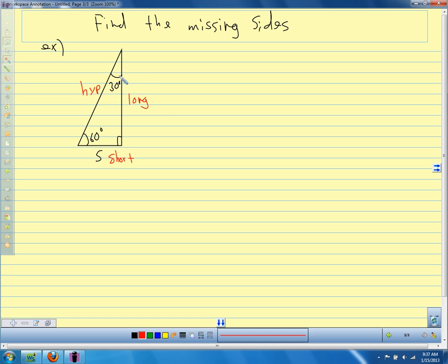The short side is across from the 30-degree angle. The long side is across from the 60-degree angle. The hypotenuse is across from the 90-degree angle. All right, now we're just going to use our rules. To go, let's do the easy one first. To go from the short to the hypotenuse, what do we do?